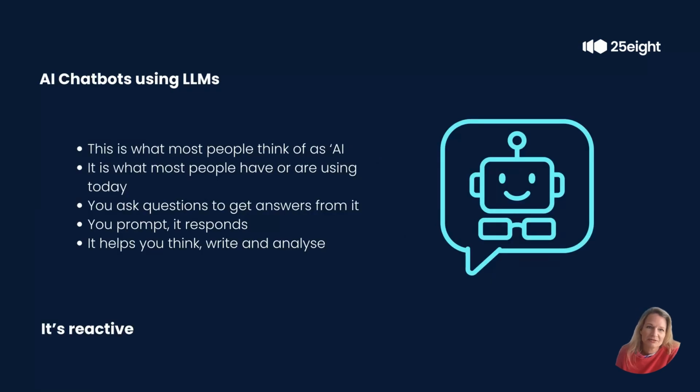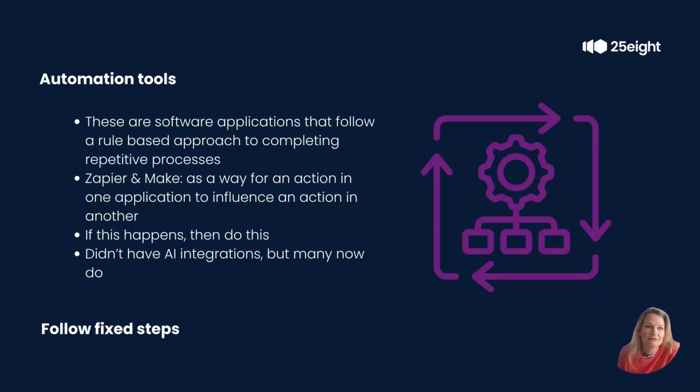AI chatbots using large language models or LLMs is what most people think of as AI. They've interacted with either a ChatGPT or a Copilot or Claude chatbot, and that's the interaction that they've had. It's what most people are using today. You ask questions, you get answers from it, you prompt it, it responds, it helps you think, write and analyze. It's reactive.